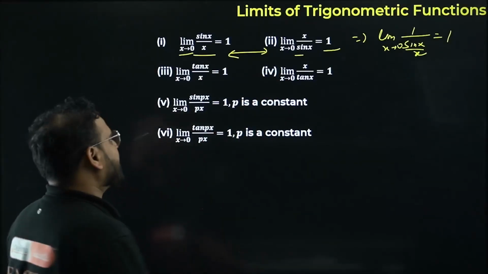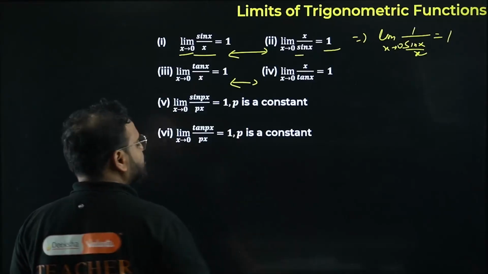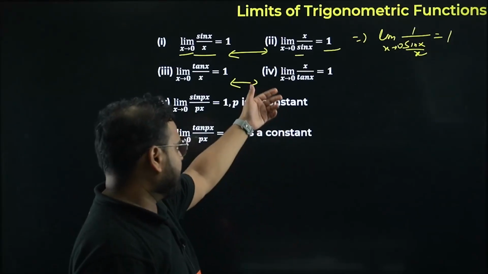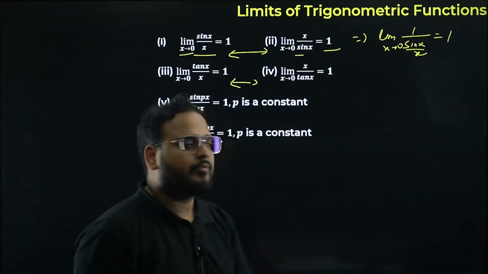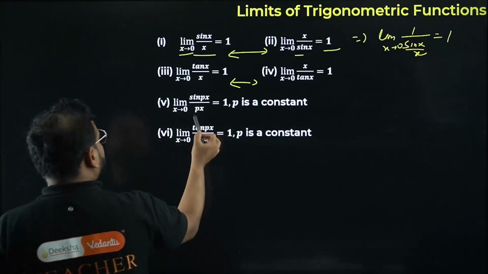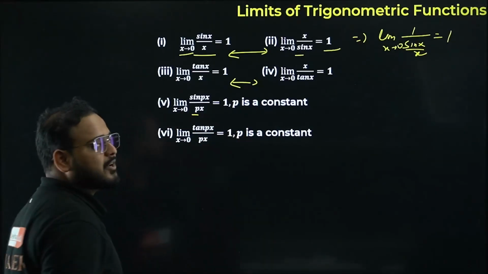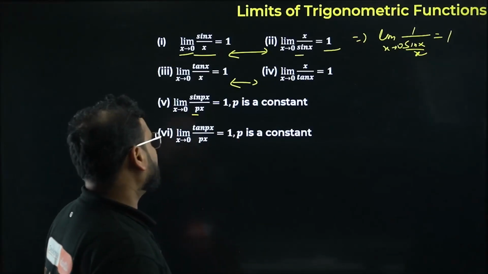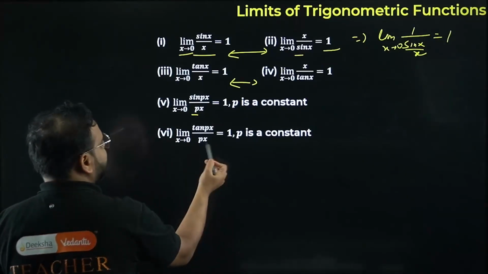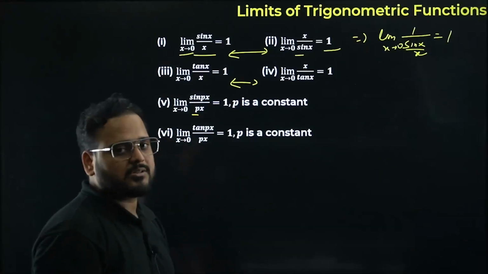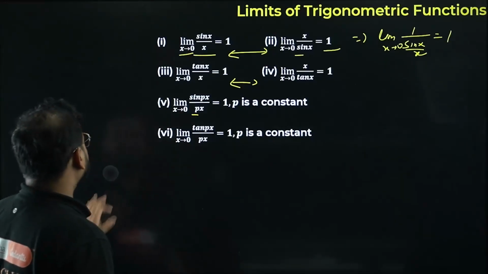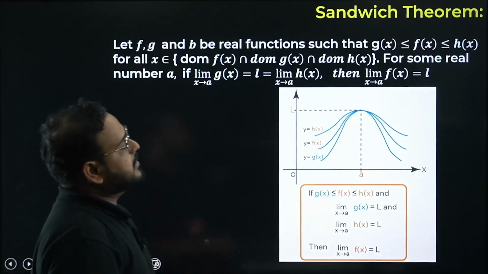Same goes in the case of tan also. Tan x by x when x tends to 0 is again 1. You can write x by tan x also, same thing, 1 will come, okay? Sin px by px will become simply 1 when p is a constant, and same goes over here. Tan px by px is also 1, sir, when p is a constant, okay? Great. This is clear. Now moving on, sandwich theorem.